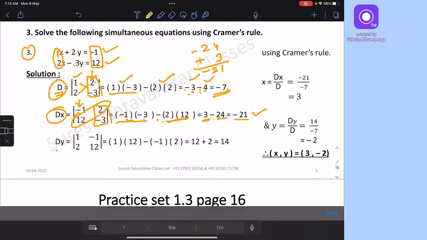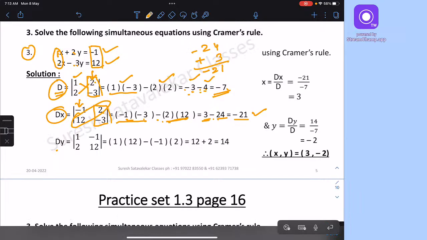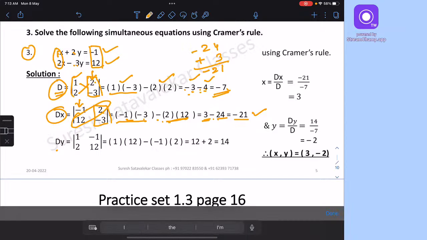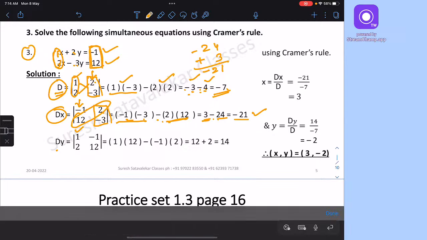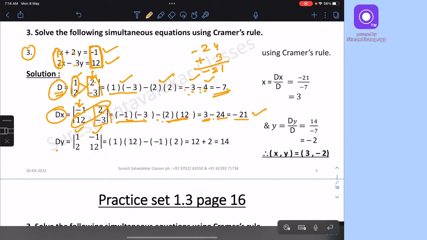Now Dy, to get Dy, the coefficients of x are written here. Coefficients of x are 1 and 2, 1 and 2. So that is written here, 1 and 2. And instead of coefficients of y, you are having right hand side. So minus 1, 12 is the second column here.